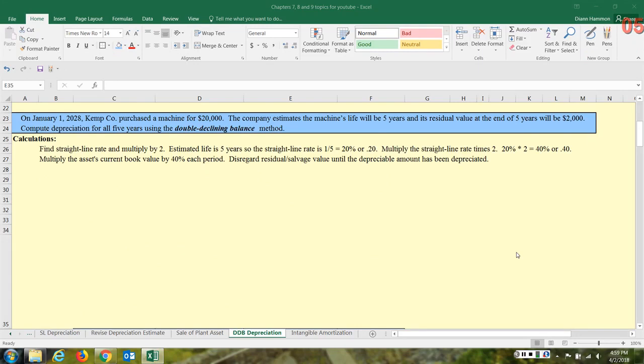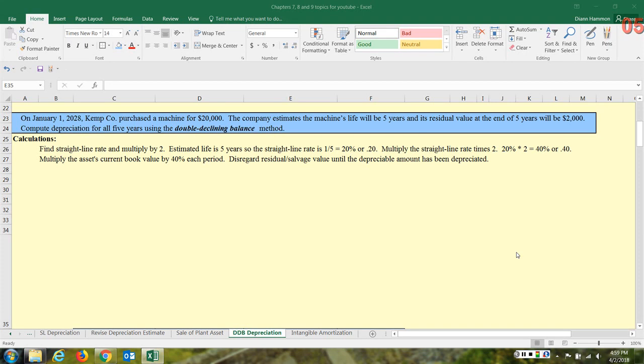So to calculate the double declining balance method, you first find the straight line rate and multiply that number by 2. So in this case, the estimated life is 5 years. So straight line rate, 1 divided by 5 is 20%, 0.2. Multiply that straight line rate times 2 now. So 20% times 2 would be 40%.